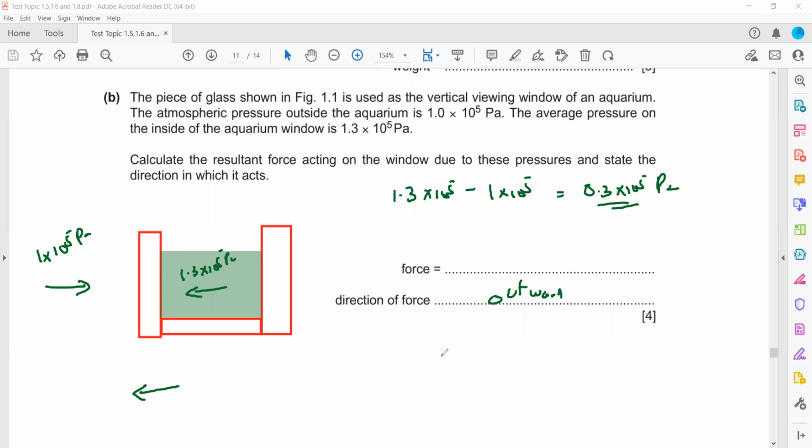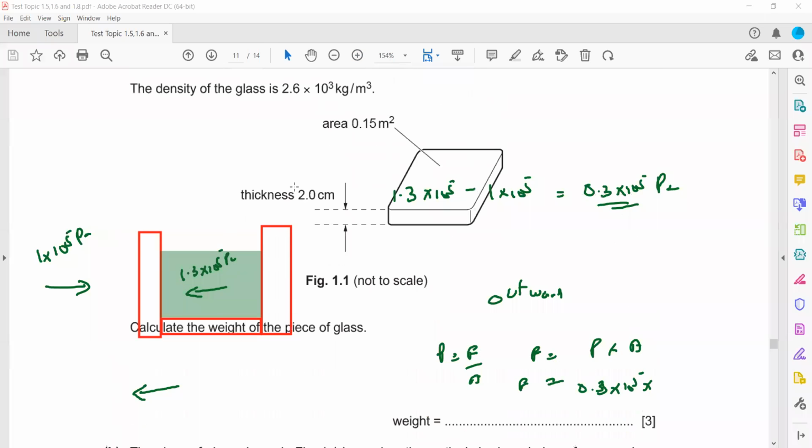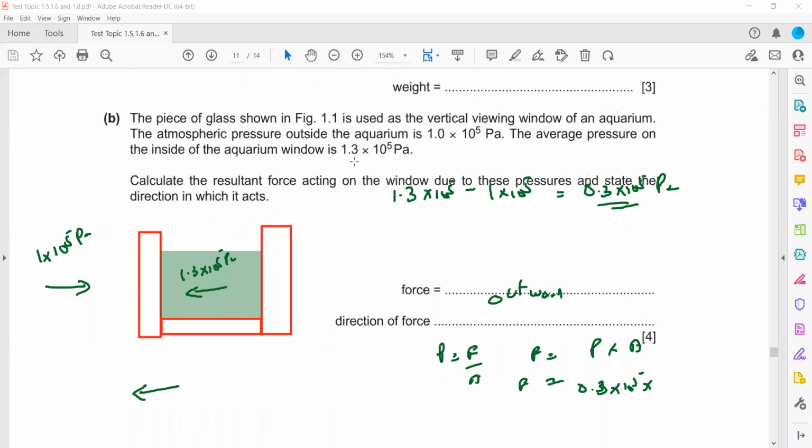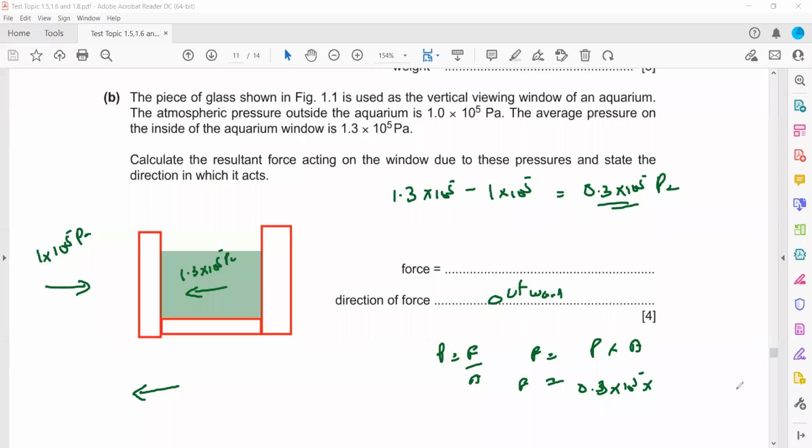And from the resultant pressure, we can work out the force. Pressure is force divided by area. So force is pressure multiplied by area. So the resultant force will be the resultant pressure, which was 0.3 into 10 power 5, multiplied by the area, which is given in the previous part. The surface area is 0.15 meter square, so we multiply by 0.15 and this will give us the force it experiences outward. So it will be 4.5 into 10 power 3.